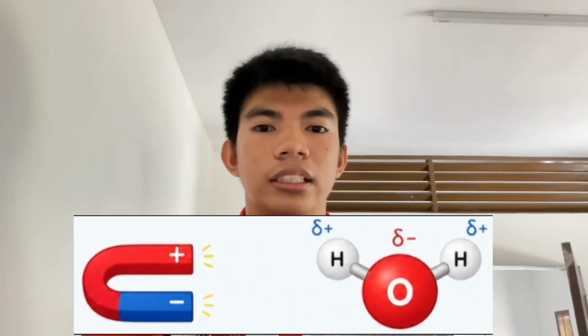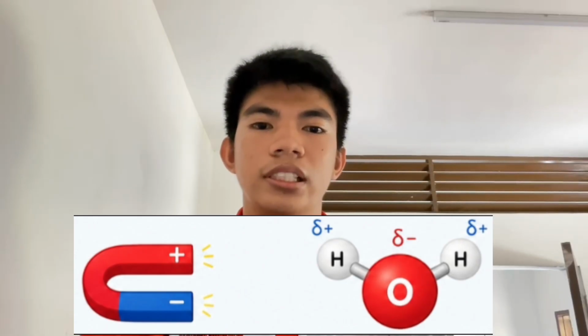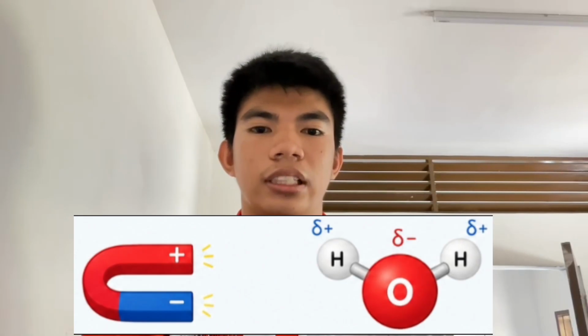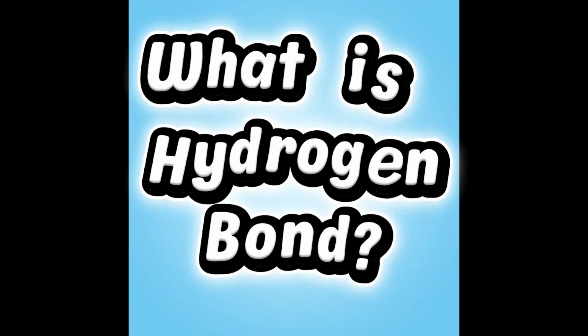Or just think about it like a magnet. One side is positive and the other side is negative. Because of these charges, water molecules attract each other. This attraction is called a hydrogen bond. Hydrogen bonds give water many important properties.